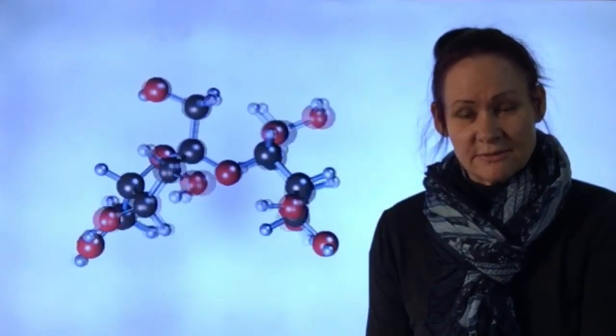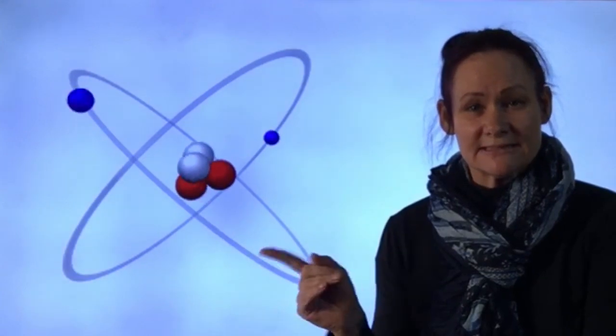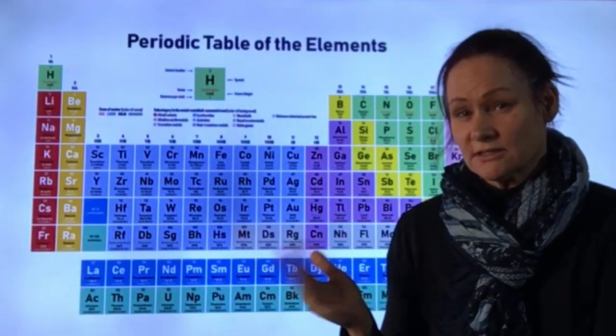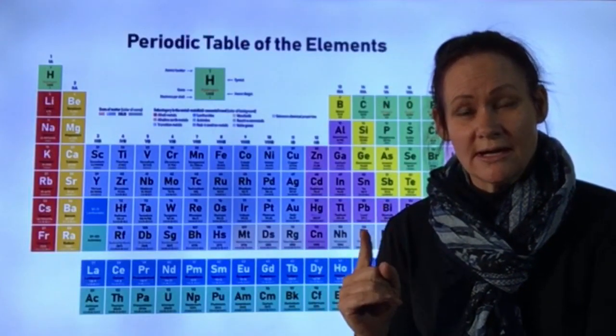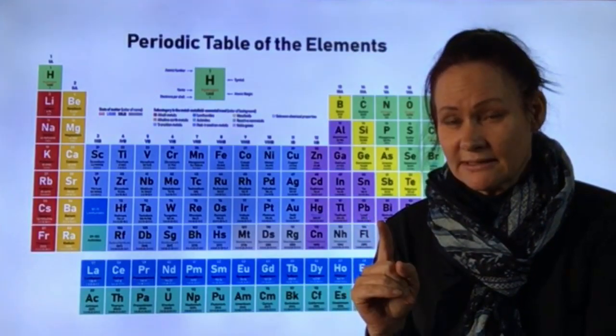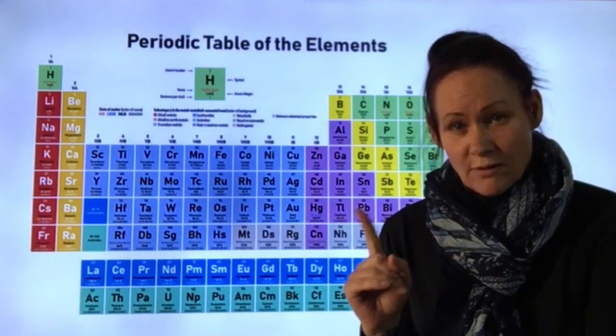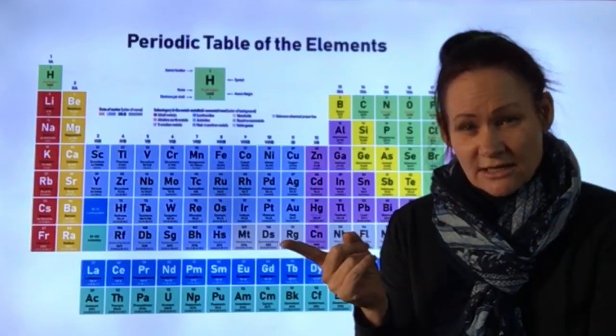From previous lessons, we have learned that all matter is made up of molecules and that molecules are made up of atoms. And that everything that appears on the periodic table is a pure element. It cannot be broken down any further. It consists of one singular atom. Let's take a look at this atom.